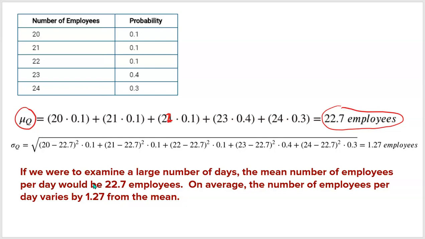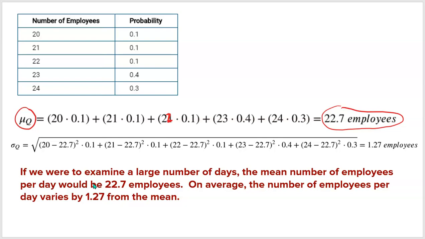Now, the standard deviation formula is there, but again, don't ever worry about having to do that work by hand. Trust me, we're going to let our calculator do it for us. But the standard deviation is 1.27 employees. So what does this mean? This means on any given day, if I look at this restaurant, and before I go in and ask, I would expect 22.7 employees to be working there, on average. But that number could easily deviate by 1.27 employees.